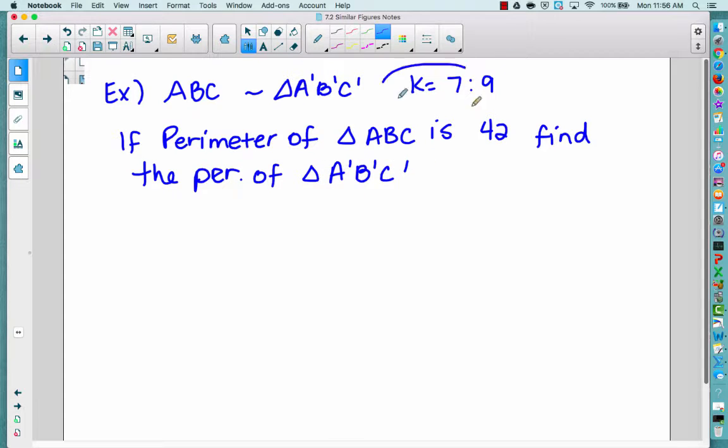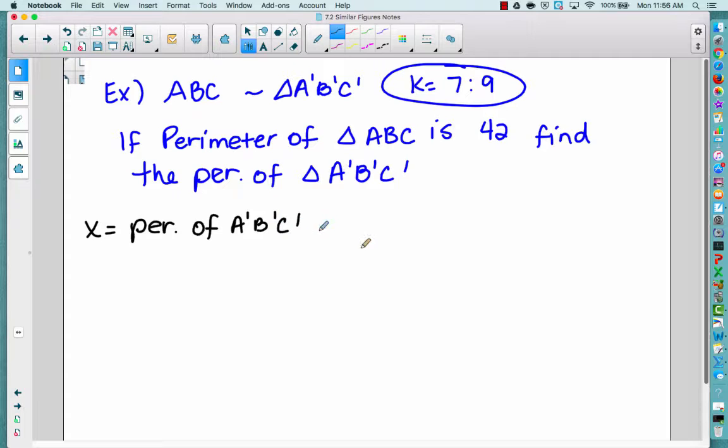Well, if I know the scale factor, I can actually use ratios and proportions. The first thing I'm going to do is I'm going to let x equal the perimeter, which is what I'm trying to find, the perimeter of A prime, B prime, C prime. And then I'm going to write a proportion. So I know my scale factor is 7/9. All right, so 7/9 equals 42/x.